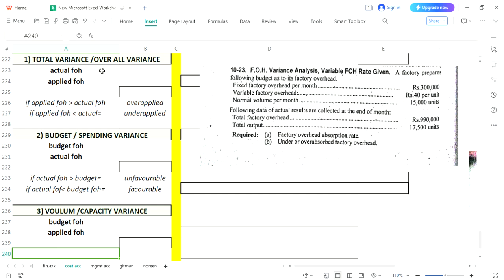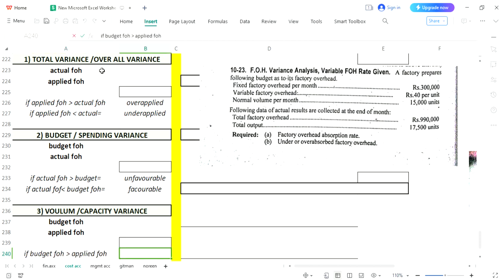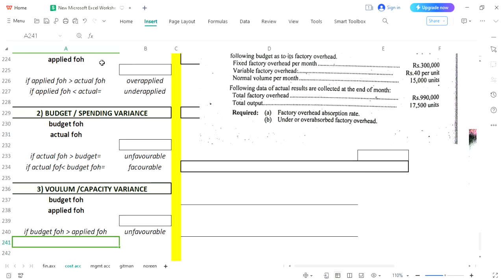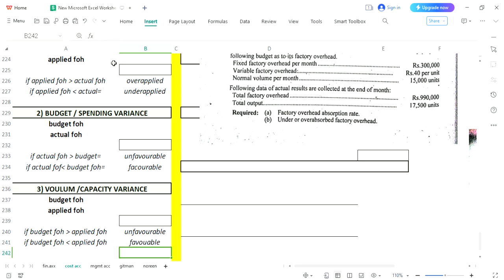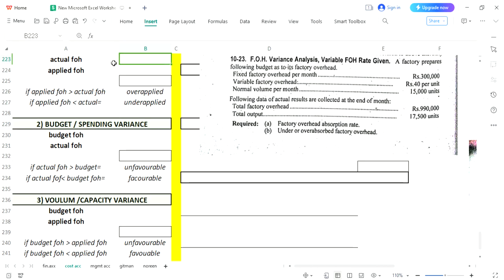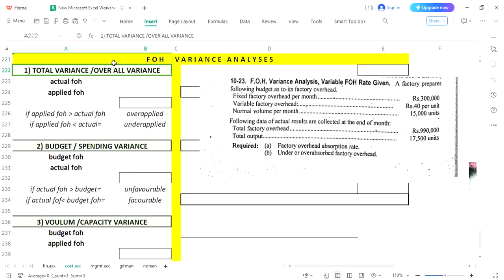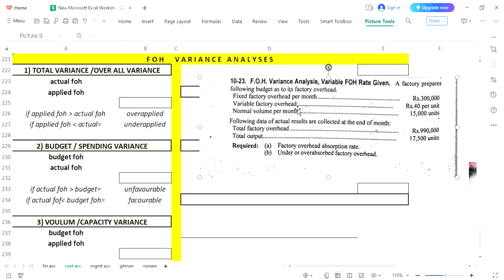How will you conclude? You will be focusing upon your budget FH. If it is more than your applied FH, it would go unfavorable for you. So you will conclude like unfavorable. And contrary to this, if your budget FH is less than applied, it will go favorable for you. You can see this is your first page, left side, and we haven't changed anything. All three variances, procedures, performa have been written in the similar way.